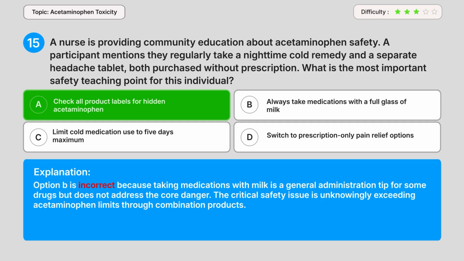Option B is incorrect because taking medications with milk is a general administration tip for some drugs but does not address the core danger. The critical safety issue is unknowingly exceeding acetaminophen limits through combination products.